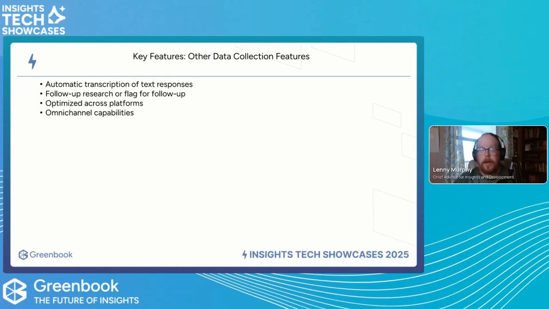There are other things to think about now. Automatic transcription of text responses, again, is becoming table stakes because AI has made that so easy. If you're going to do a lot of open ends, then that would be important. Even if you're just doing a few, but you have a large sample size, that can create real speed benefits for you from a coding standpoint.